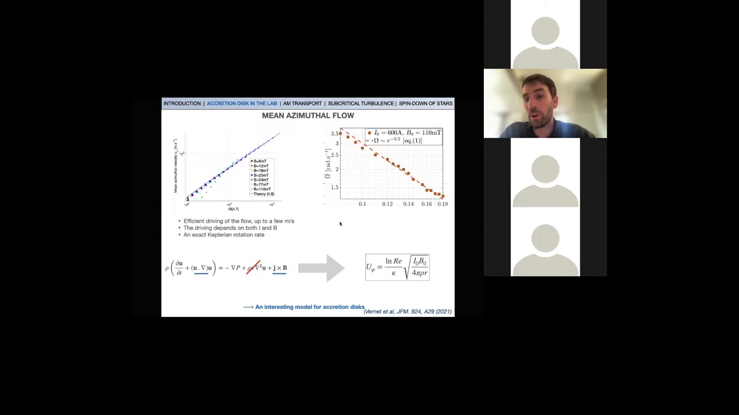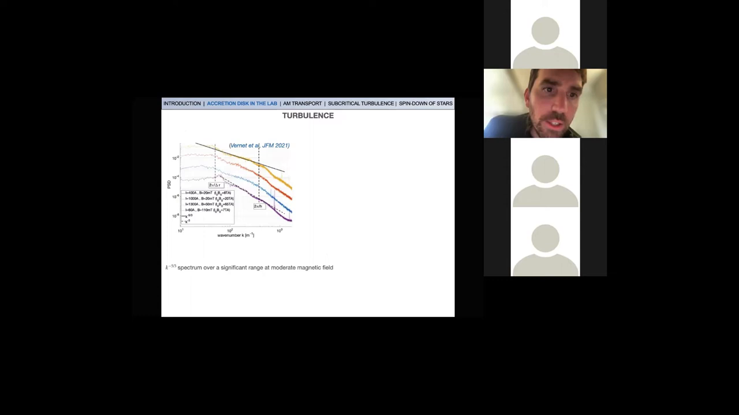Okay, so then we can look, for example, at the power spectrum. You can see that it's very turbulent. So this is a power spectrum as a function of the wave number. So you have a K^(-5/3) spectrum. We also computed the third order structure function in these experiments.